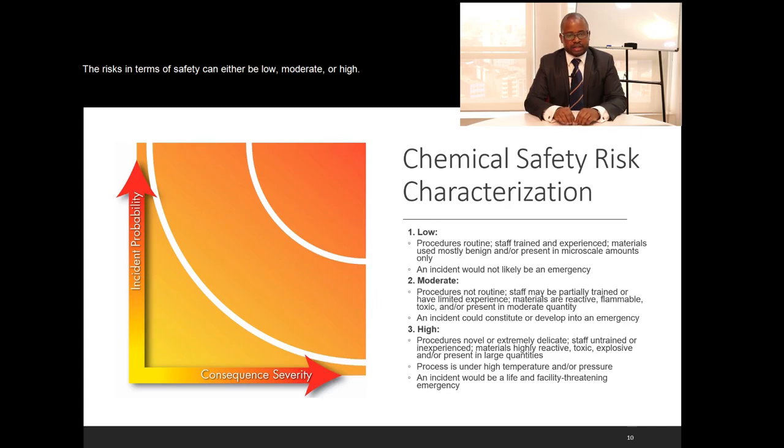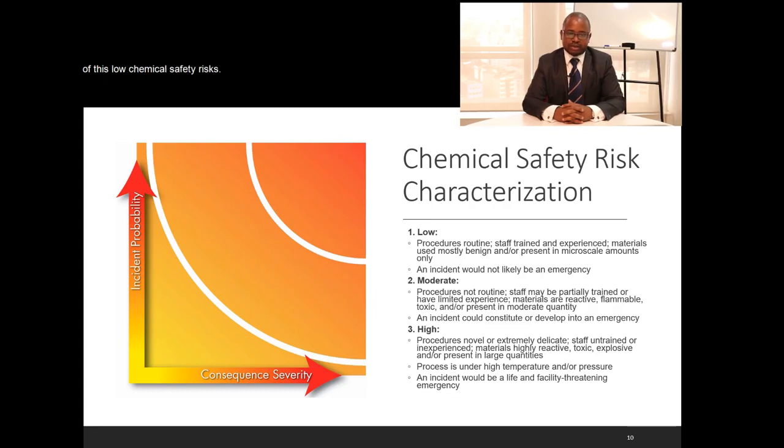The risks in terms of safety can either be low, moderate, or high. In the low risk region, this can be characterized by having routine procedures. Also, a good characteristic of low safety risks is the use of benign materials that are not very harmful. The volumes of the chemicals being used in the low safety risk regime are also small, so we are not involving ourselves with large volumes of chemicals. Now, an incident in the low safety regime is likely not to lead to an emergency. Therefore, mitigations in place are adequate to take care of these low chemical safety risks.